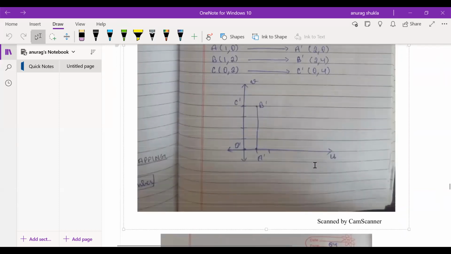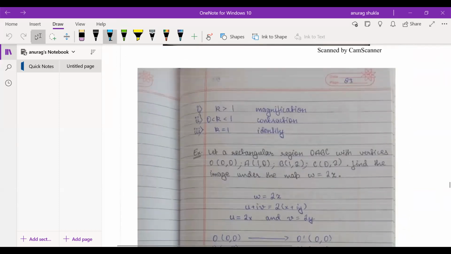Let's see one example related to magnification and contraction. Let a rectangular region OABC, a similar example, have vertices 0, 0; 1, 0; 1, 2; 0, 2. Find the image under the map W equal to 2Z. Here K is equal to 2, which is greater than 1, so this is a magnification type of linear transformation.